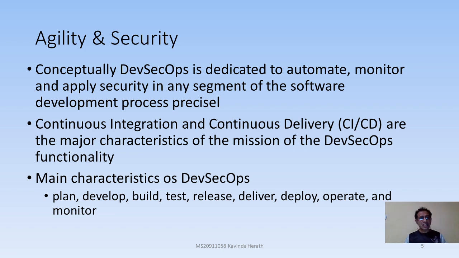Continuous integration and continuous delivery are major important factors to concentrate on. CI/CD are the major characteristics, mission critical to DevOps functionality. There are also other interrelated DevOps characteristics, such as plan, develop, build, test, release, deliver, deploy, operate, and monitor. These are the major, crucial, and critical characteristics considered in DevSecOps.